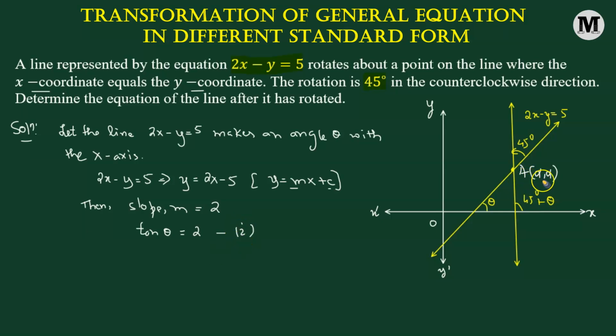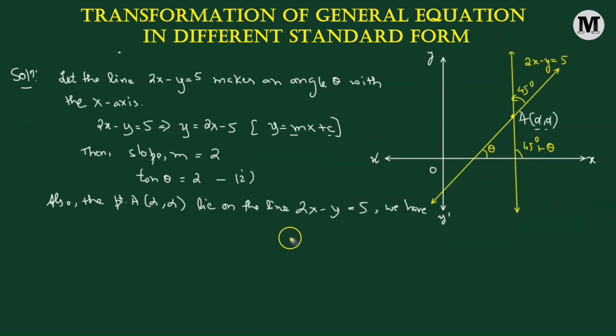Also, the point A with coordinates alpha, alpha lies on the line 2x minus y equals 5, so it must satisfy the equation of the line. So we get 2 times alpha minus alpha equals 5. All we have done is replace x with alpha and y with alpha. Solving for alpha, we get alpha equals 5. So now we have the value for alpha as well.